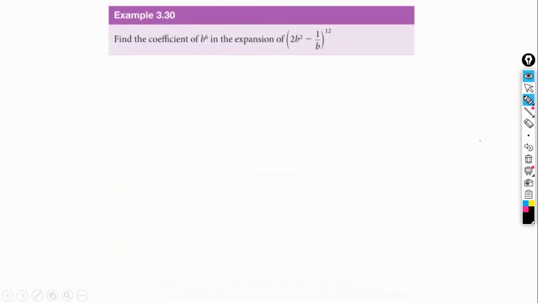So now we are in example 3.30, which will be the last one on this video. And it says find the coefficient. So they want us to find the coefficient only, right, of b to the 6 in the expansion of 2b squared minus 1 over b to the power of 12. So let's remember that the general term in this case is going to be 12 choose i, and then we have 2b squared to the power of 12 minus i, and this times negative 1 over b, and here we have this to the power of i. And then the question is, what's the coefficient when b is to the power of 6?